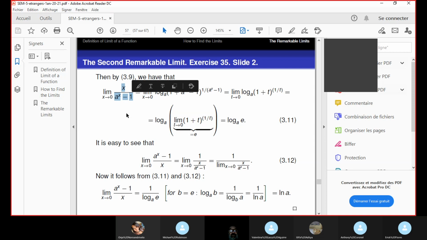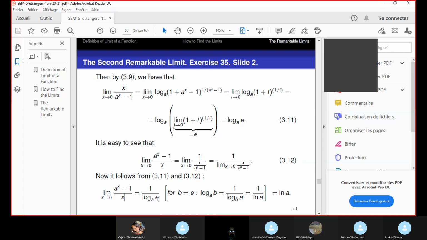You see? And we know that this limit is not zero, so we can use our limit theorem, and we can write that it will be 1 over the limit, which is known from 3.11. Clear? Yes. Good. So you see, from 3.11, 3.12, we have that our desired limit, a to the power x minus 1 over x, is 1 over log to base a of e.